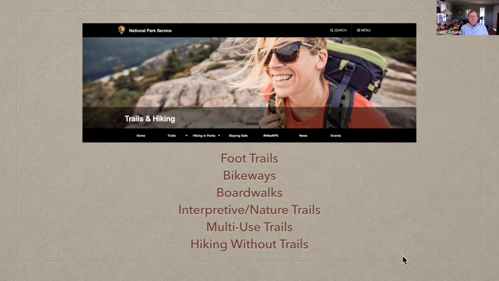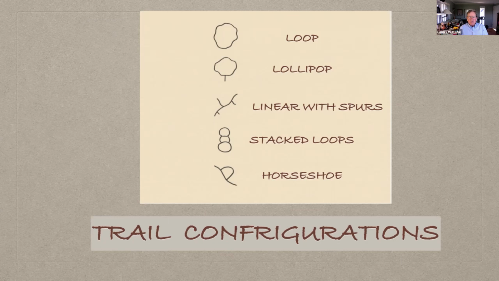Okay, thanks about that. So different kinds of configurations when you're designing a trail. Lagodekhi will have a loop trail, which means it starts, loops around, and comes back to where it starts. Another type of trail is the lollipop. You know what a lollipop is, Pata? Yeah, we know. Okay, linear with spurs, stacked loops, and horseshoe, and there may be other configurations, but these are sort of the 5 general designs.